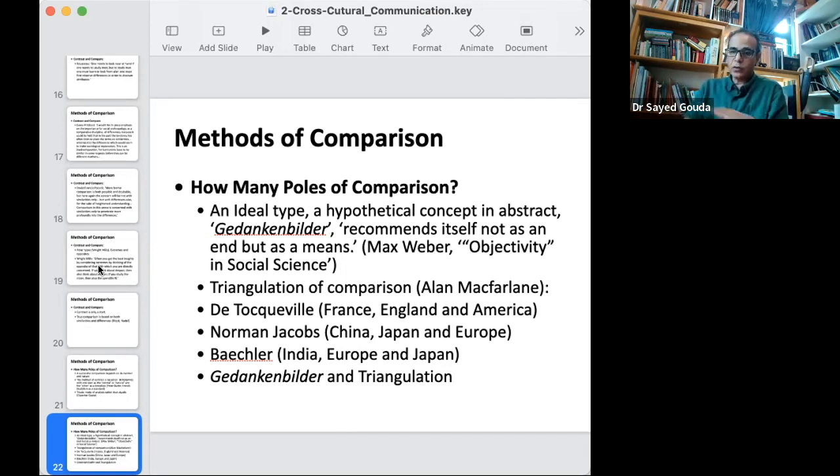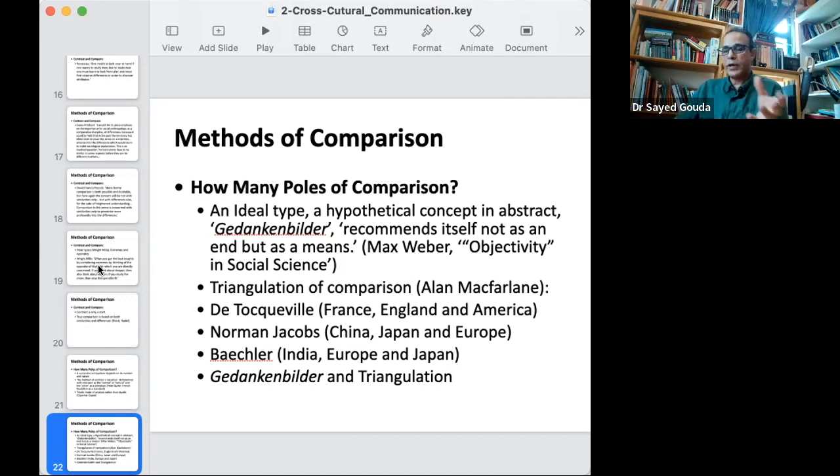So when you make this comparison using this triangulation of comparison as suggested by Alan McFarlane, your comparison will be more interesting and very rich. Many scholars did that, like Tocqueville, who compared France, England, and America. The comparison is between France and America, but then he included England as just a middle party between France and America. Norman Jacobs compared China, Japan, and Europe.